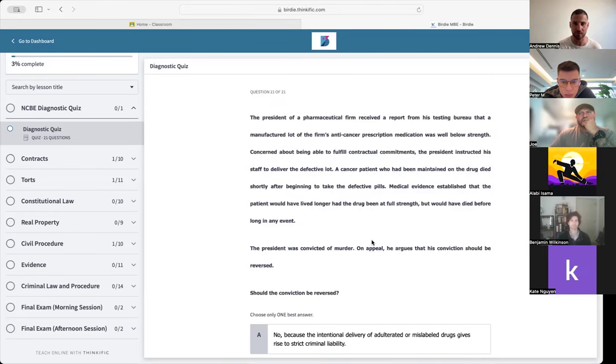So the president of a pharmaceutical firm received a report from his testing bureau that a manufactured lot of the firm's anti-cancer prescription medication was well below strength. Concerned about being able to fulfill contractual commitments, the president instructed his staff to deliver the defective lot. A cancer patient who had been maintained on the drug died shortly after beginning to take the defective pills. Medical evidence established that the patient would have lived longer had the drug been at full strength, but would have died before long in any event.